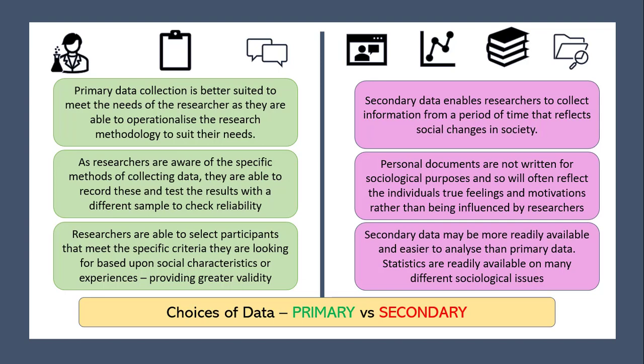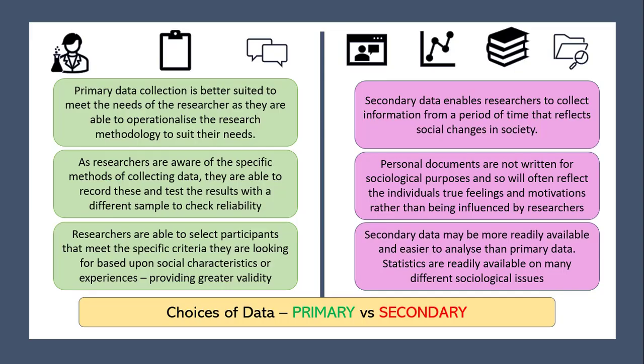Secondary data may be more readily available and easier to analyse than primary data. Statistics are readily available on many different sociological issues, so it's very easy to get this data. That could be a problem for primary researchers though. There's a lot of data out there, but does it necessarily meet their needs?